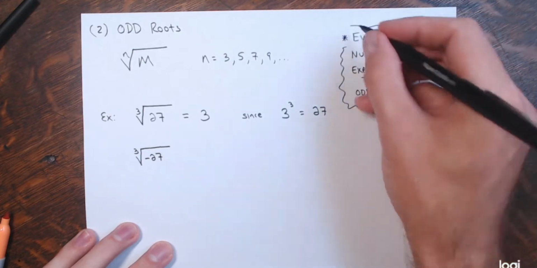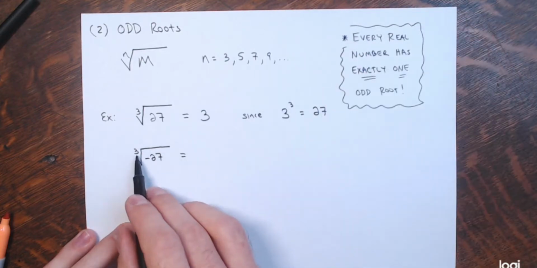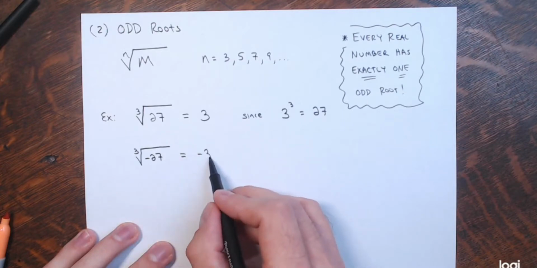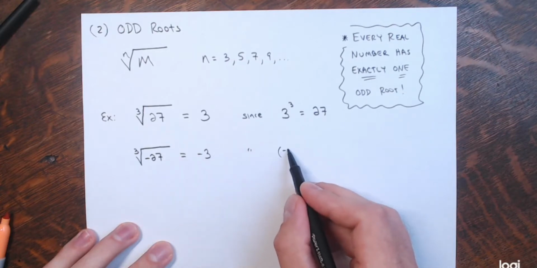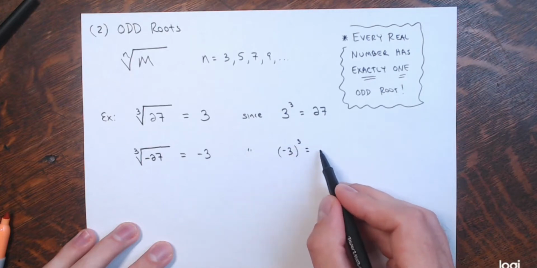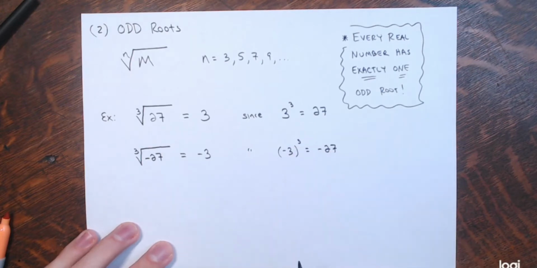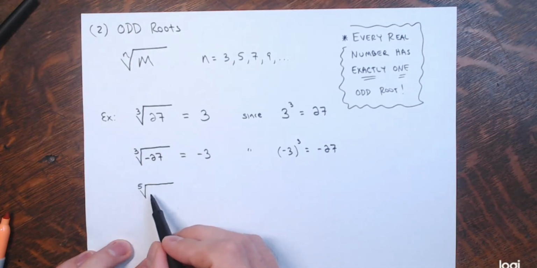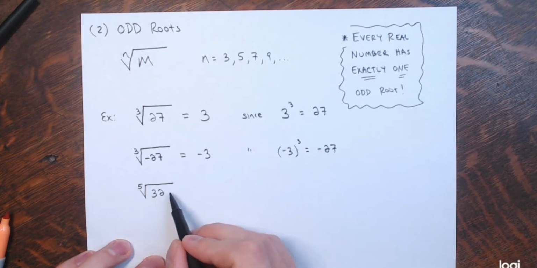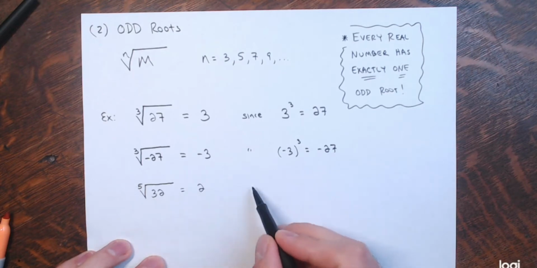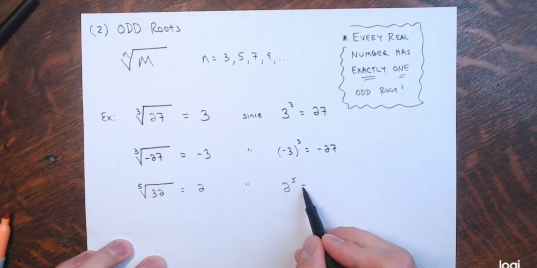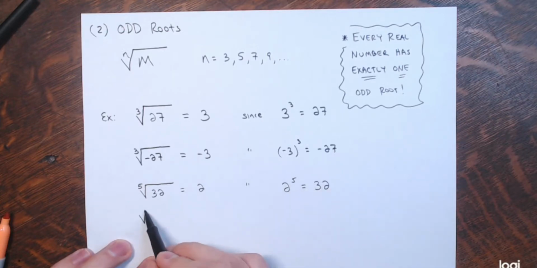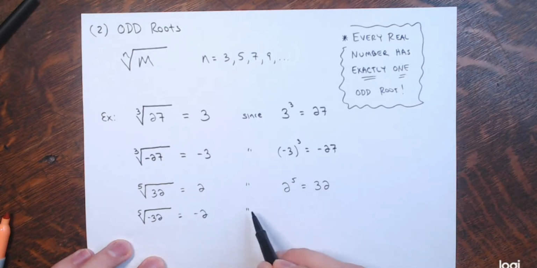So there's only one number that I could raise to the third power and get negative 27, and that'd be negative 3. Right, since negative 3 to the third power would be negative 27. And it continues on like this. How about odd roots? The fifth root of 32 would be positive 2, since 2 to the fifth power is 32. The fifth root of negative 32 would just be negative 2, right? Since negative 2 to the fifth power is negative 32.